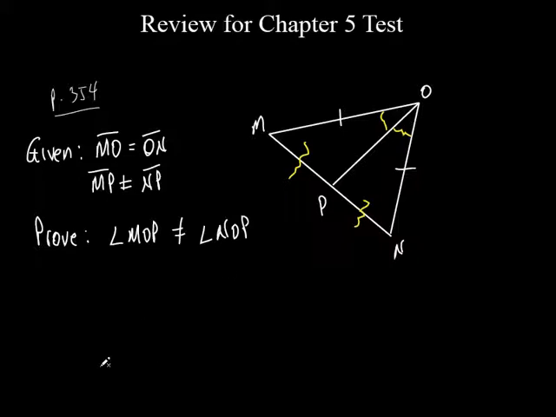So we want to show that this angle is not equal to this angle. So what do we do? We assume, don't we? We assume that angle MOP is equal to angle NOP, because remember, we always assume the opposite. Okay, that's our assumption.